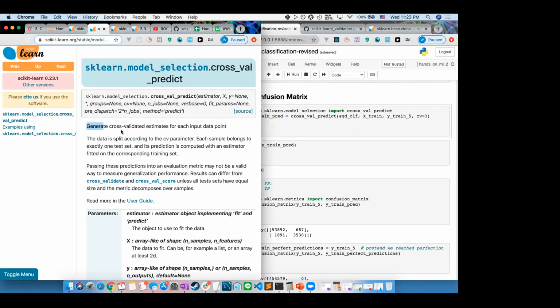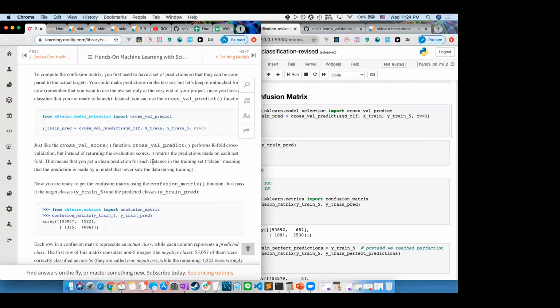It's basically generate cross-validated estimates for each input data point. So instead of calculating a score, you are outputting predictions. Okay, so that's the difference. And it's computed with an estimator fitted on the corresponding training sets. Cool.